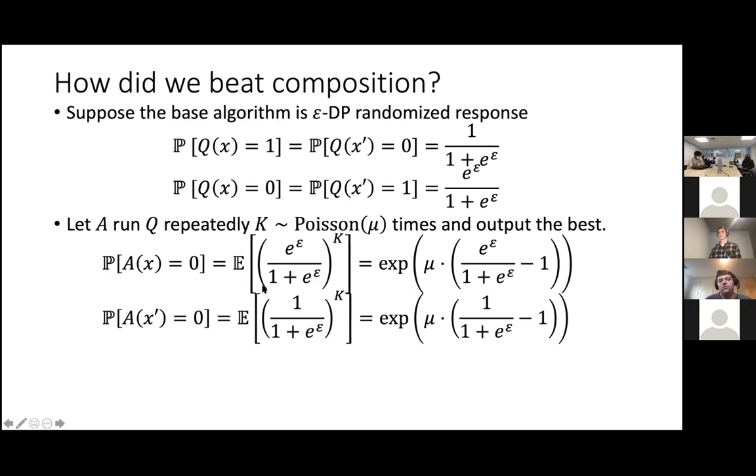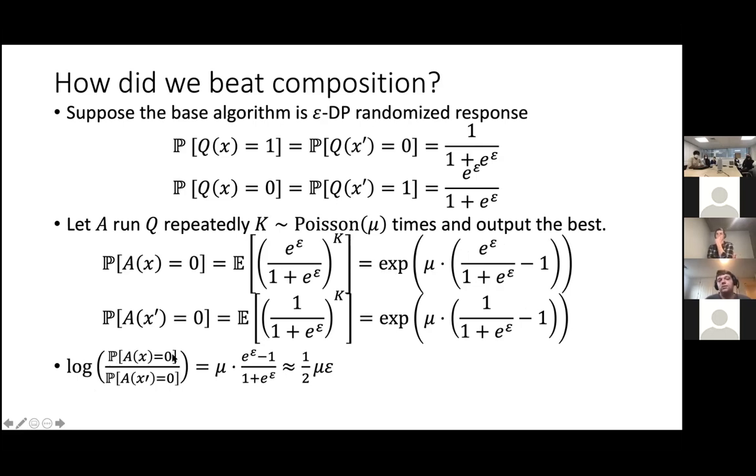This is exactly the same calculation we did earlier, except previously K was just a fixed number N, but now it's a random number. We can do the calculation, and this is where the Poisson distribution comes in. This is exactly equal to exp of mu times this number minus 1. We do the exact same calculation for the probability that A of X prime outputs 0. Again, we get exp of mu times this number minus 1. And then we look at the ratio of these two quantities, the log of the ratio.